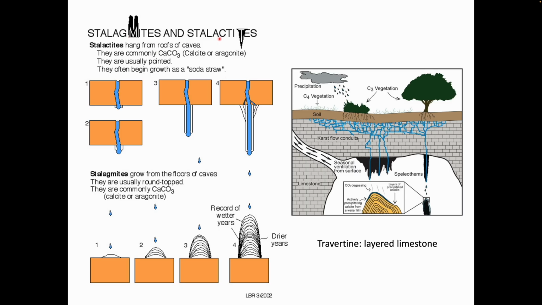So stalagmites and stalactites are the most famous cave formations. Stalactites hang from roofs, commonly made of calcite or aragonite, usually pointed. Stalagmites tend to be rounded and grow up from the ground. The word stalagmite contains a G for ground, so that's an easy way to remember it. In these two diagrams, we can see the formation of stalagmites and stalactites.